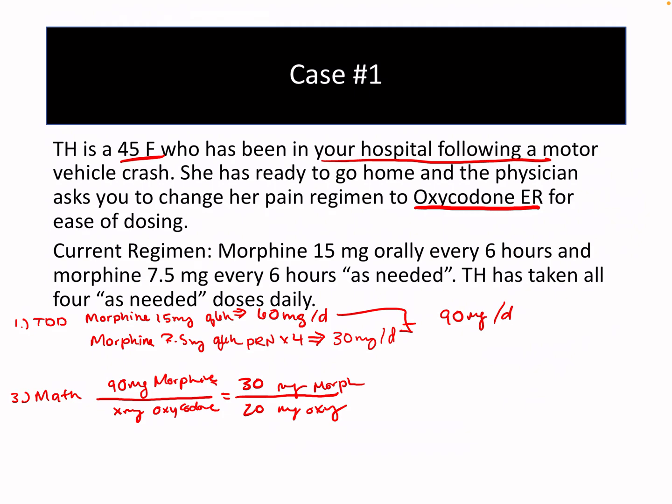You'll notice that these line up. Equals, equals, equals, equals. Oxy's on the top, morphine's on the bottom. You want to cross multiply. So 90 milligrams of morphine times 20 equals 30x. Divide both sides by 30. And what we should get is 60 milligrams.